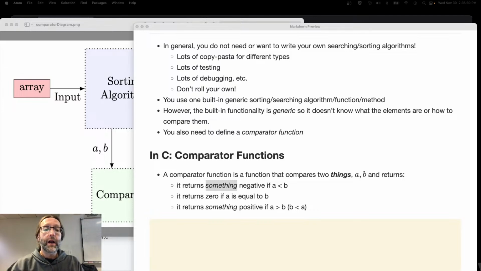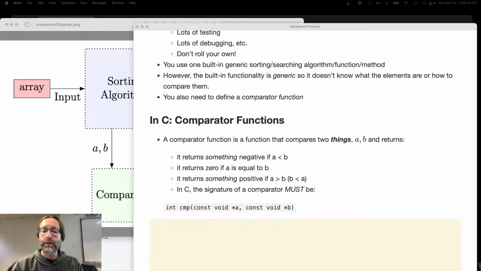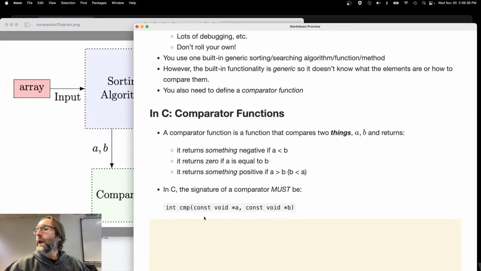In C, the signature of the function has to follow the following. It returns an integer, right? The name is inconsequential. The name should be descriptive of what it does. But it takes these two things right here: const void star A and const void star B. So does it take two integers? Nope. Does it take two doubles? Nope. Does it take two books? Nope. It takes two things.